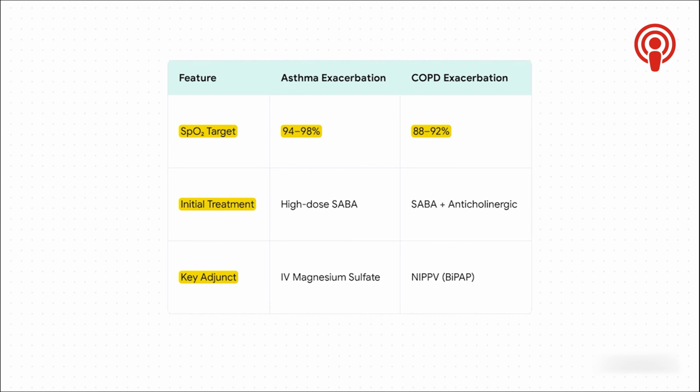Look at those oxygen targets. For asthma, you're pushing for a normal oxygen saturation, 94 to 98%. But for a COPD patient, you're actually aiming lower, 88 to 92%. Why? Because you want to avoid knocking out their drive to breathe. That one little detail, it's a total game changer. And look at the other tools. IV magnesium is huge for tough asthma cases, while BiPAP is an absolute go-to for COPD.